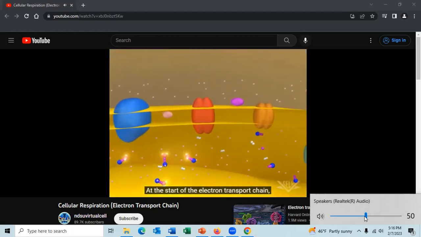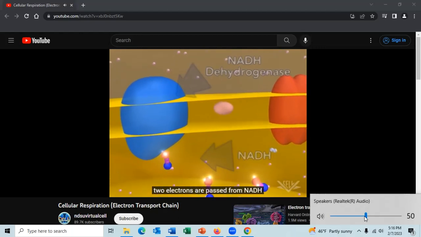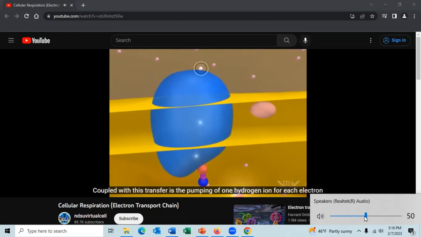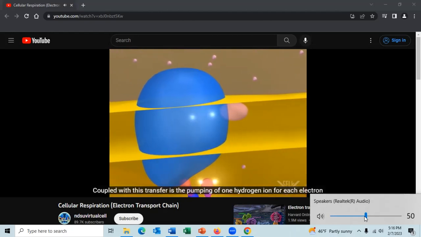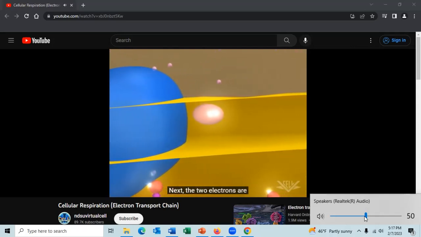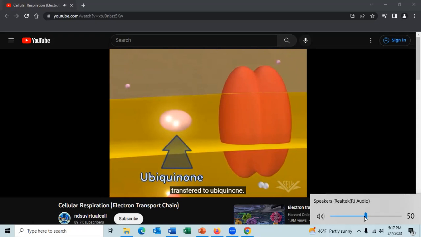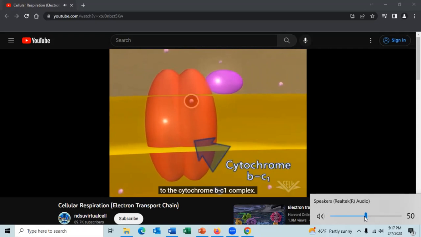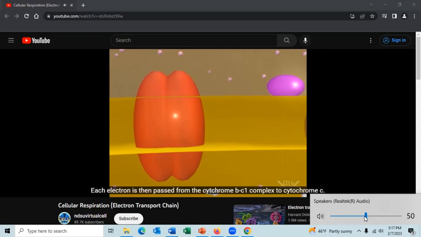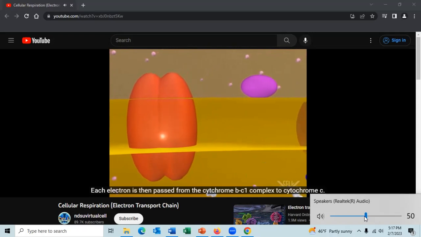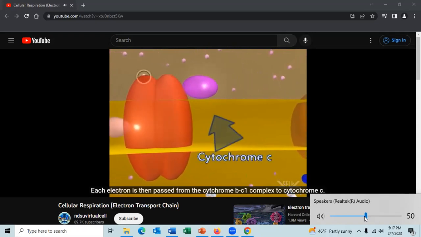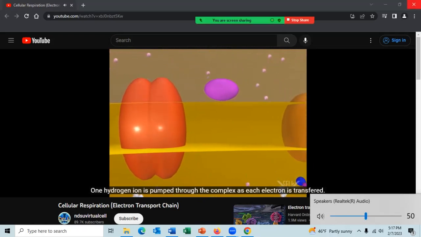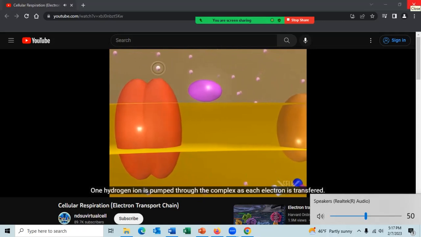At the start of the electron transport chain, 2 electrons are passed from NADH into the NADH dehydrogenase complex. Coupled with this transfer is the pumping of 1 hydrogen ion for each electron. Next, the 2 electrons are transferred to ubiquinone. Ubiquinone is called a mobile transfer molecule because it moves the electrons to the cytochrome BC1 complex. Each electron is then passed from the cytochrome BC1 complex to cytochrome C. Cytochrome C accepts each electron one at a time. 1 hydrogen ion is pumped through the complex as each electron is transferred.